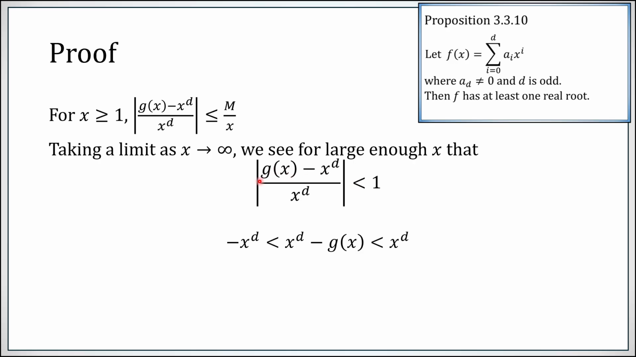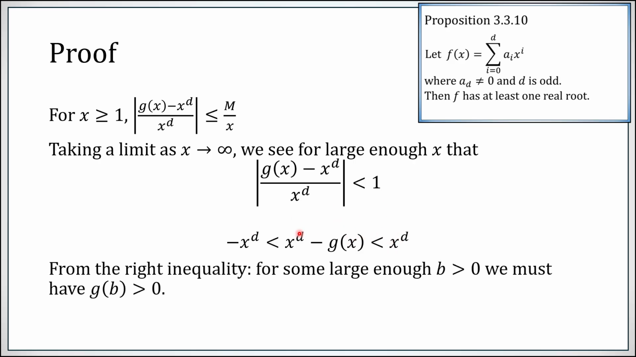If this is less than 1 in absolute value, then this without the absolute value is in between plus or minus 1. Multiply by x to the d. Since x is going to infinity, x to the d is positive, so I don't need to flip inequalities. Okay, so now we see that x to the d minus g of x is in between plus or minus x to the d. On the right-hand side, since x to the d minus g is less than x to the d, I actually subtracted a positive quantity. So past a certain value of x, g of x must be positive.